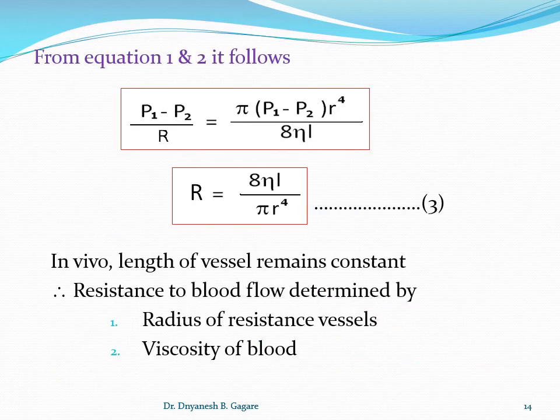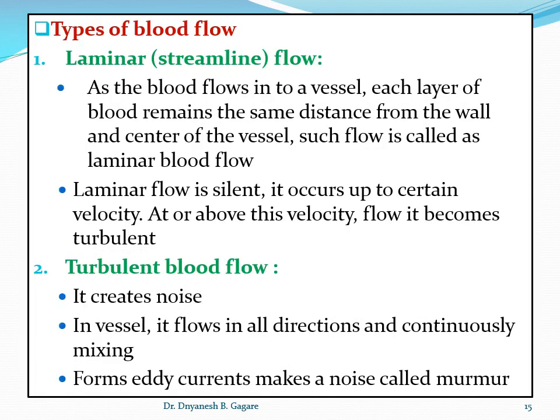Then we compared the first equation with the second equation, that is Poiseuille's law, and if we take these two together, then we get the resistance, and it is our third equation. Resistance to the blood flow is directly proportional to the viscosity and inversely proportional to the fourth power of the radius. Okay, then today we have to continue from the types of blood flow.